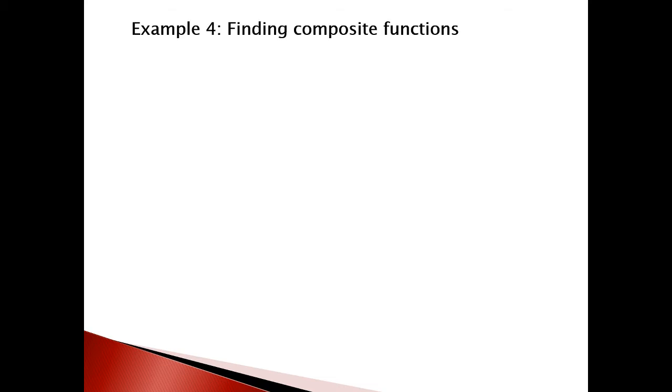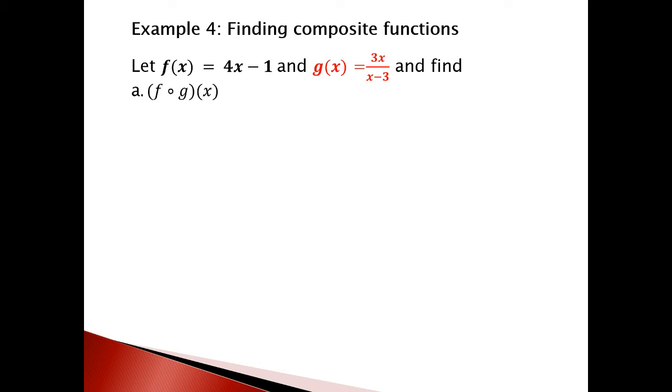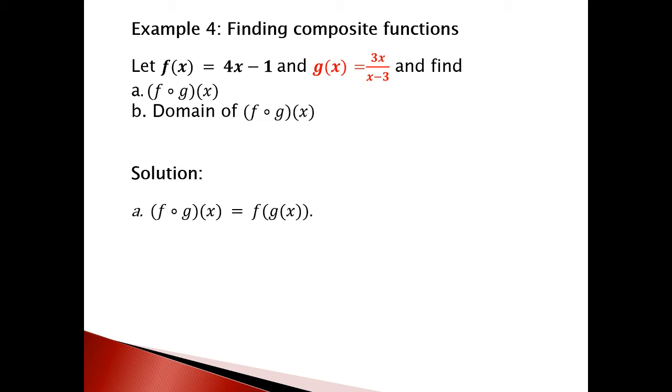Let's move to another example. Let f of x equal 4x minus 1 and g of x equal 3x divided by x minus 3. You need to find f composed with g of x and then the domain of f composed with g of x. Let's move to the solution.